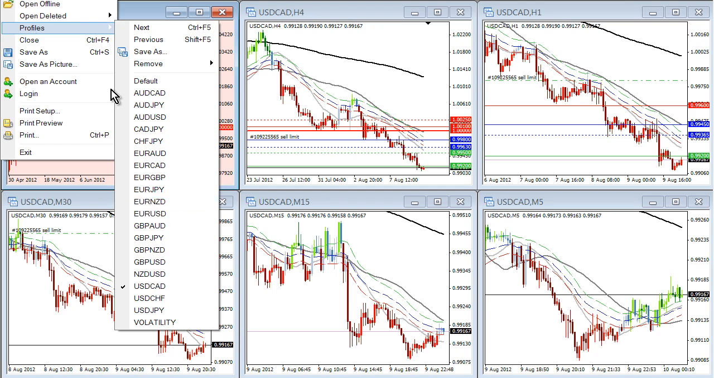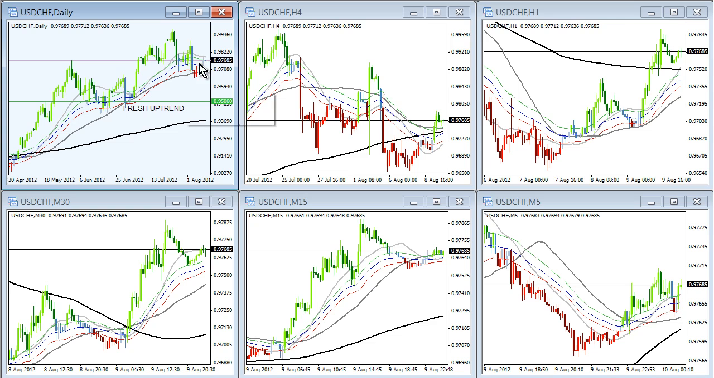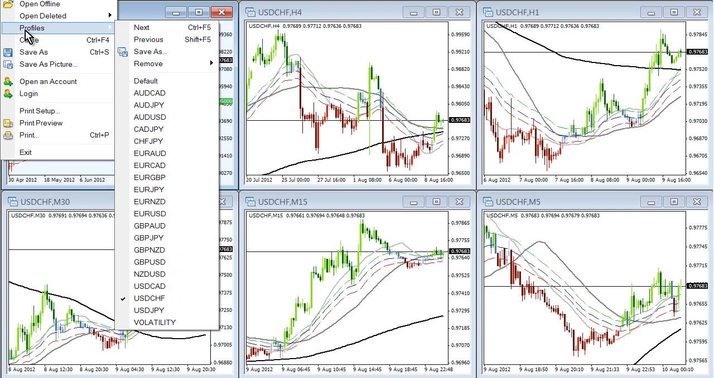All right, making our way down the pairs here. Dollar Swissy. It was in an uptrend, transitioned, no longer. Blue background, doesn't make the list.